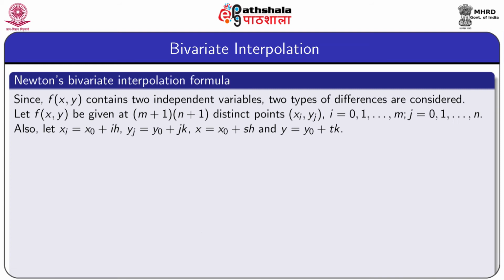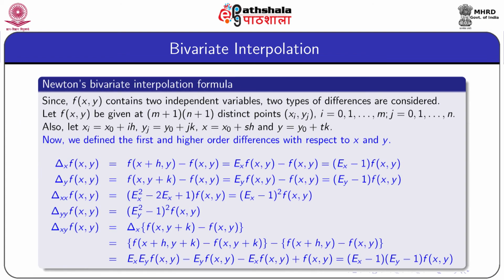Now we consider another bivariate interpolation formula known as Newton's bivariate interpolation formula, and for this case we consider a set of bivariate points, that means xi yj at m plus 1 into n plus 1 distinct positions, and also we assume that xi equal to x0 plus ih and yj equal to y0 plus jk. This condition actually indicates that the arguments x and y are of equal spacing. Also we assume that x equal to x0 plus sh and y equal to y0 plus tk. That means s and t are the two new variables.